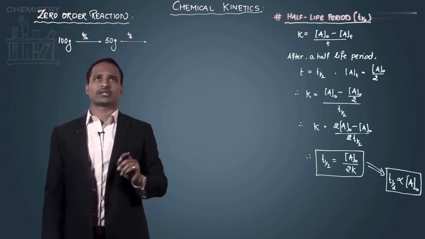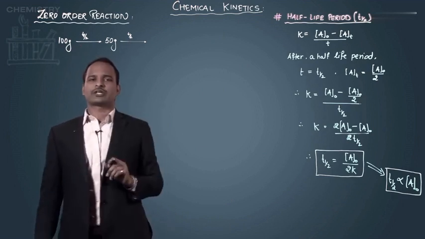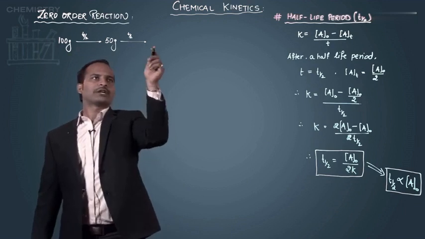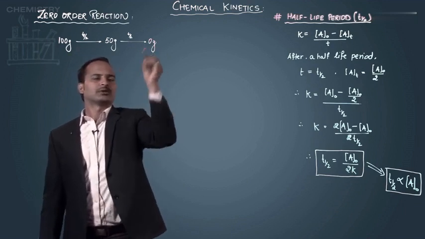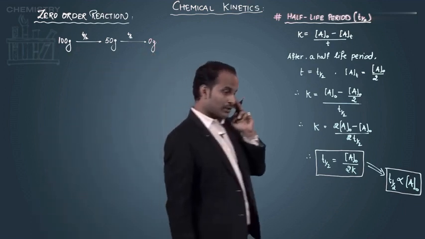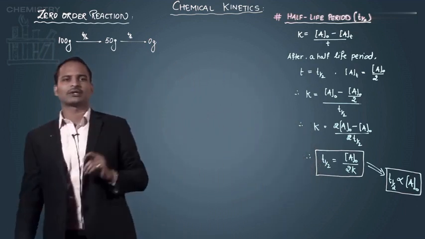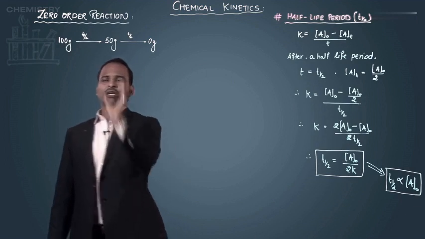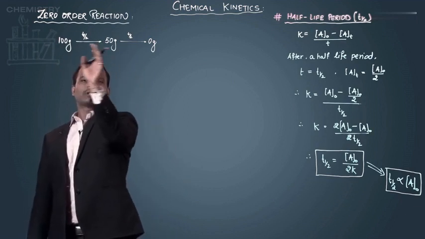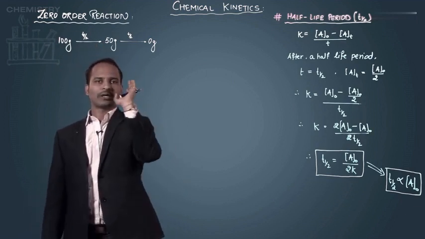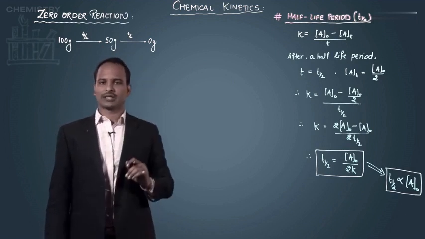But when it is a zero order reaction, after the first half-life it becomes 50 gram, and after the next half-life it becomes 0 gram. The question arises: why does it reduce directly to 0? The answer is simple: zero order. In case of a zero order reaction, the rate of reaction remains constant. It means whatever amount of reactant is consumed in the first half-life period, an equal amount of reactant will be consumed in the next half-life.